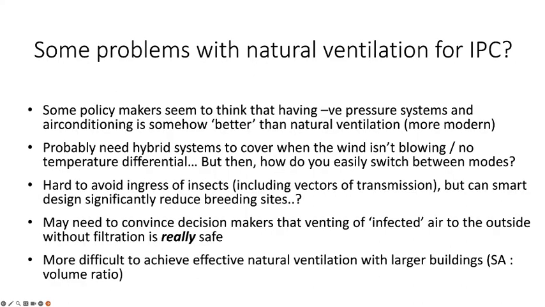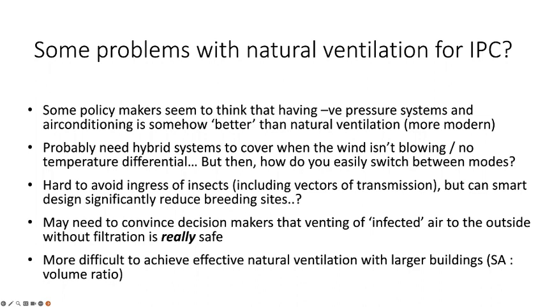So again, I've mentioned some of these already, but what are the problems with natural ventilation? So I think one is that, in my experience, senior policy makers just seem to think that having negative pressure systems and air conditioning is better than natural ventilation. It's kind of more modern. You probably do need to have these hybrid systems to cover when the wind isn't blowing or there's no temperature differential. But it is, I think, a little bit challenging to think about how you easily switch between these modes. Is it something that can be automated to happen very quickly, or does it have to be switched over manually?